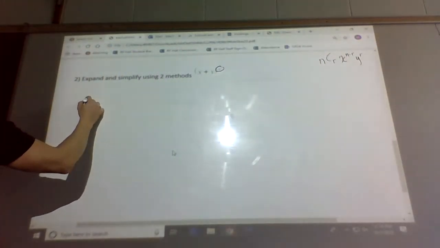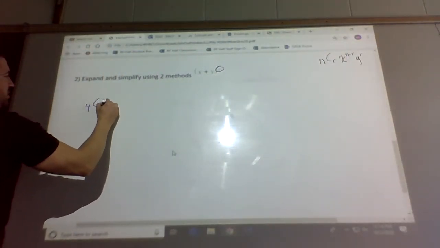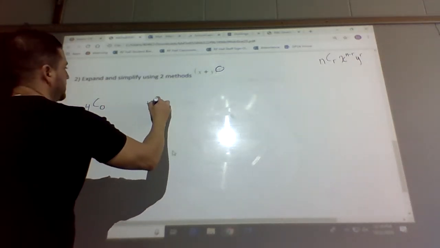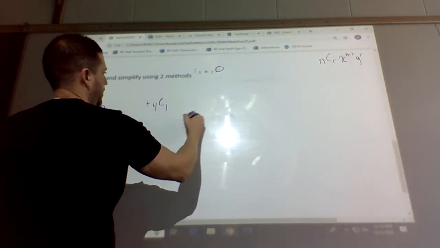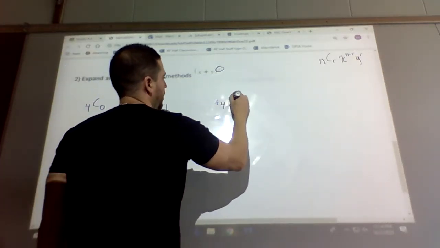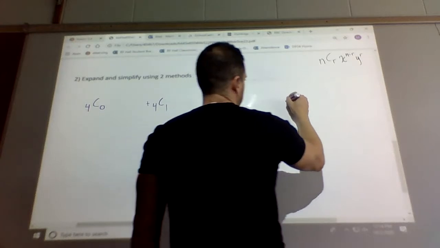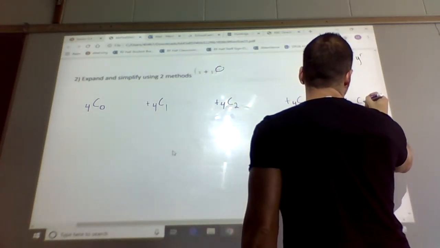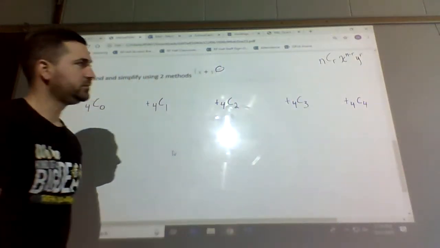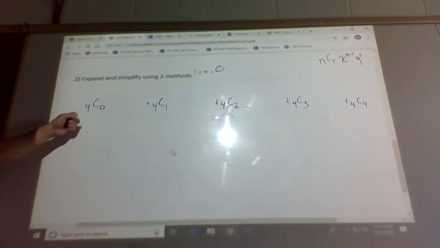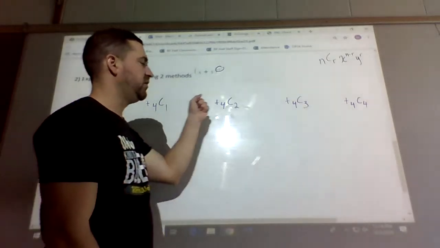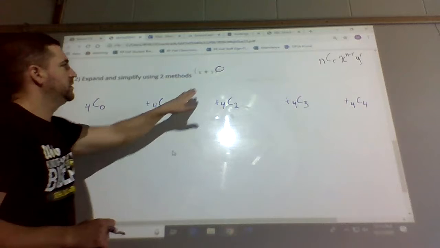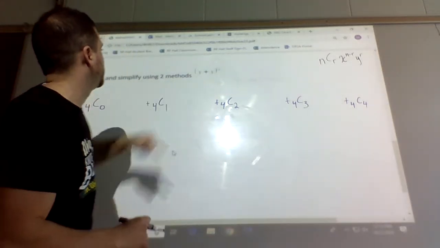So here, we're going to have 4 choose 0 as our first term, plus 4 choose 1, plus 4 choose 2, plus 4 choose 3, and lastly, 4 choose 4. Okay, then we're going to put the first term beside each of them.